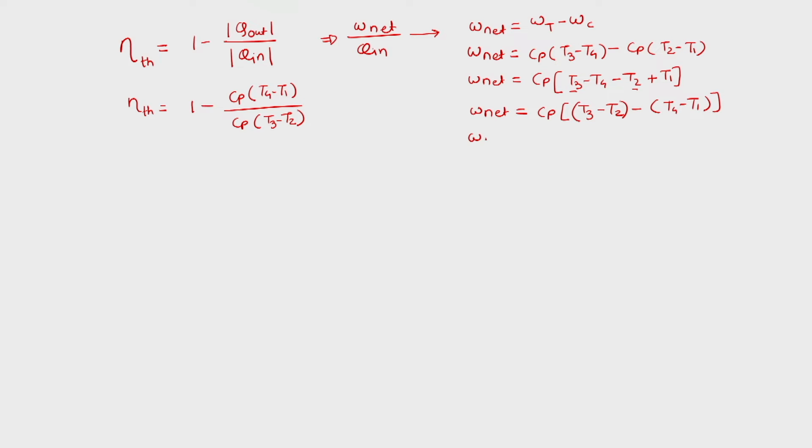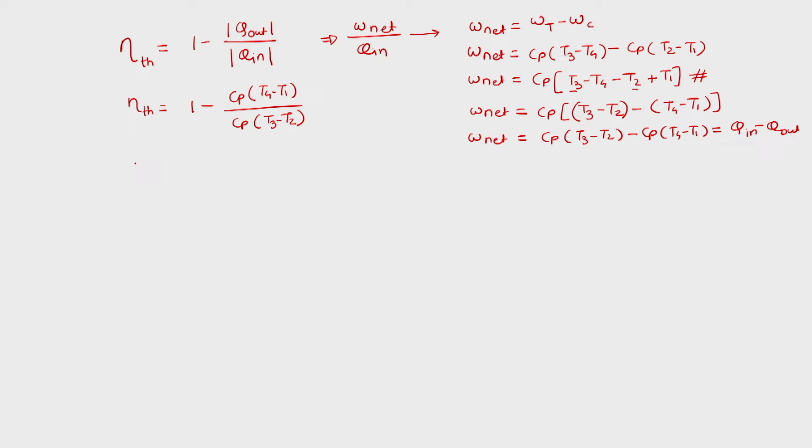But this W net can again be said to be (T3 minus T2) into Cp minus Cp into (T4 minus T1), which was practically Q in minus Q out. And this is what the left hand side formula has already given us. We will remember this formula, Cp into (T3 minus T4 minus T2 plus T1), as the W net formula, since we would need to calculate one more expression down the line.